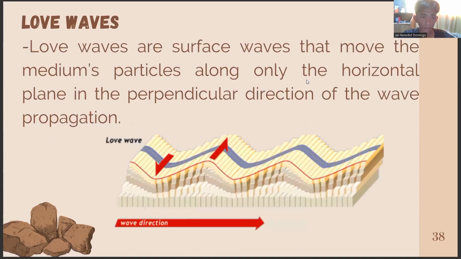A second type of surface waves is the Love waves. Love waves are the surface waves that move the medium's particles along the horizontal plane in the perpendicular direction of the wave propagation. Compared to Rayleigh waves, the Love waves exert a considerable amount of pressure on objects on the surface, such as tall buildings, by damaging the structure's foundation.